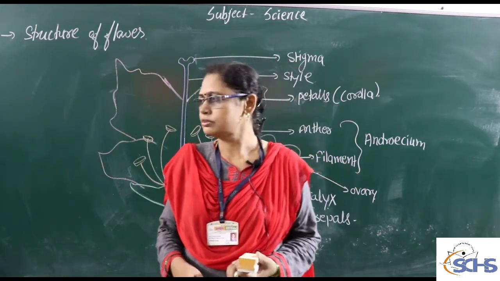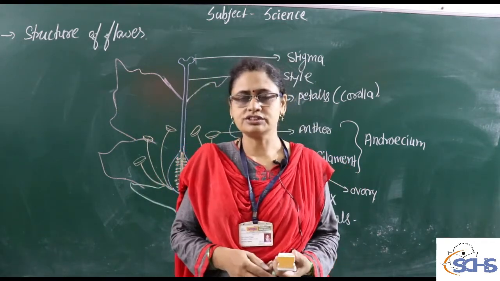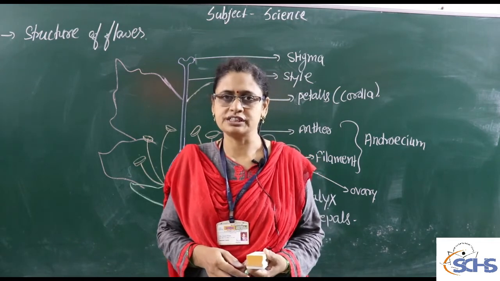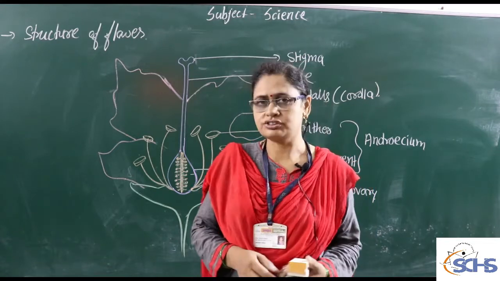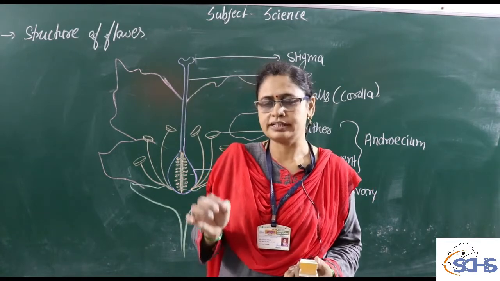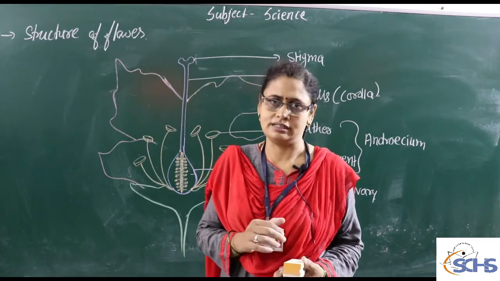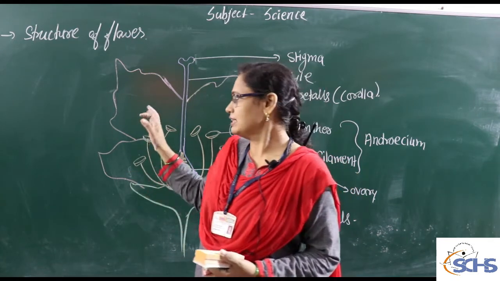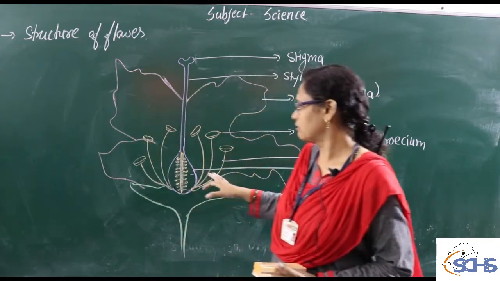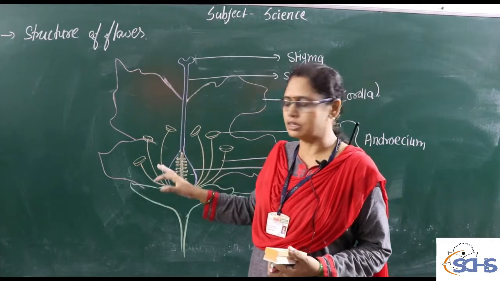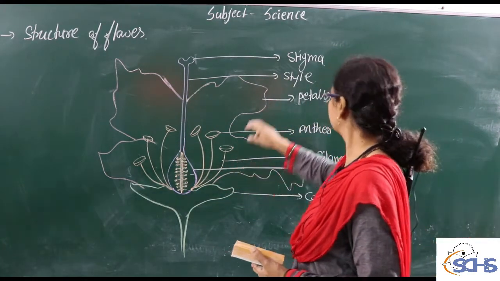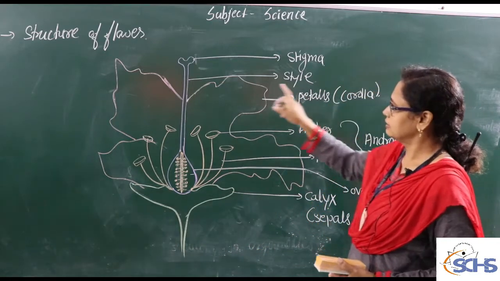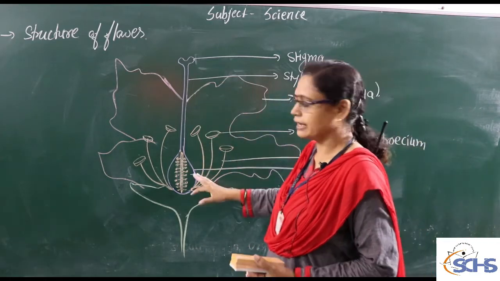All of you know the flower is the structural unit of sexual reproduction in plants. Okay, what did I say? Structural unit of sexual reproduction in plants. So in the structure of a flower, we can see there are four whorls. One is the calyx, next is the corolla, and then androecium and gynoecium.